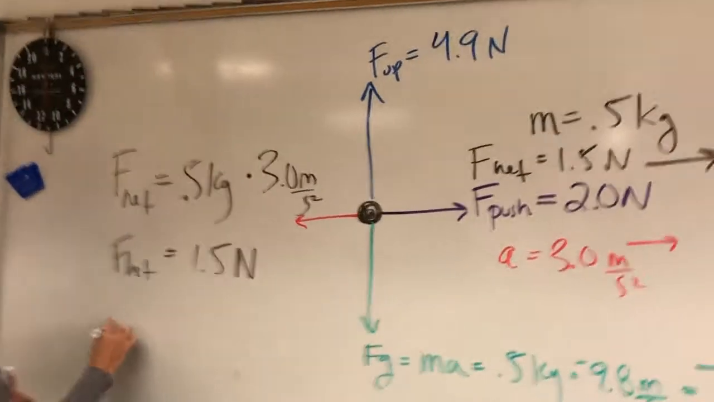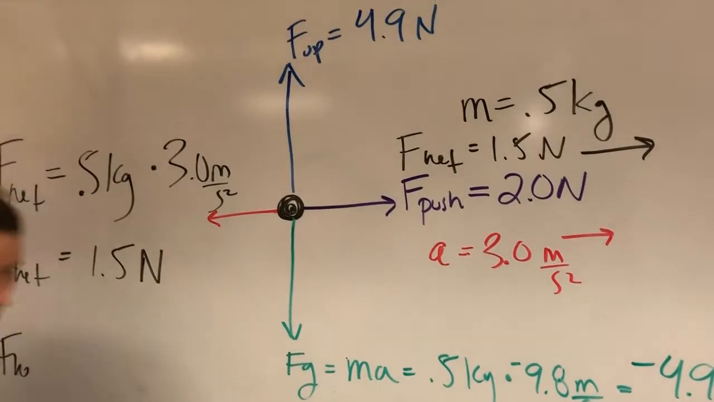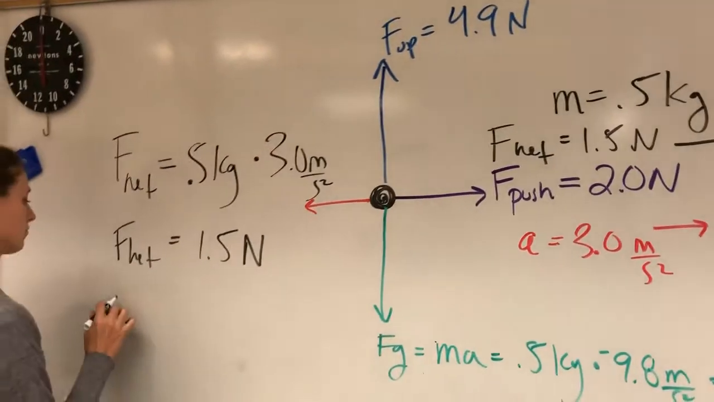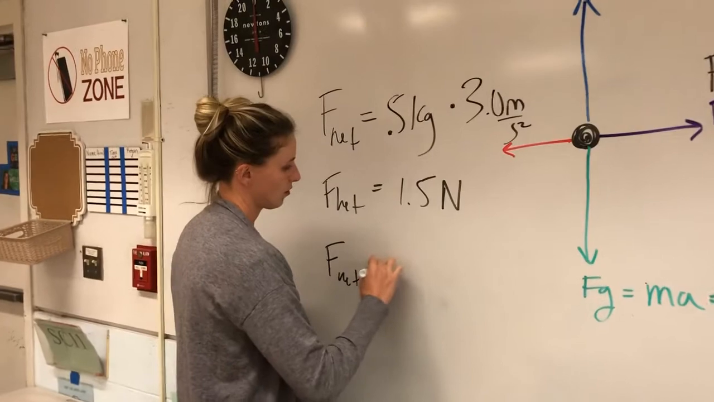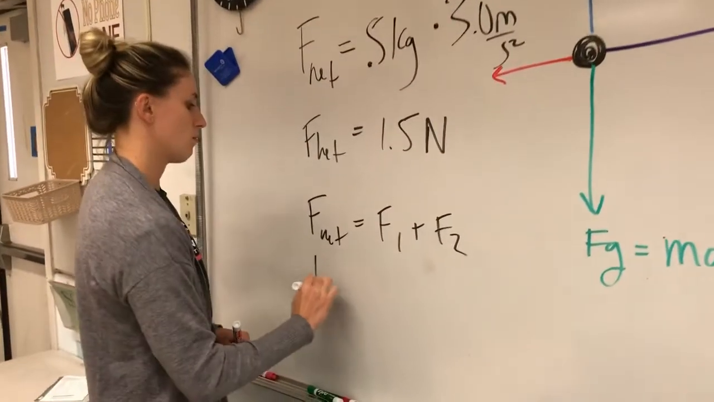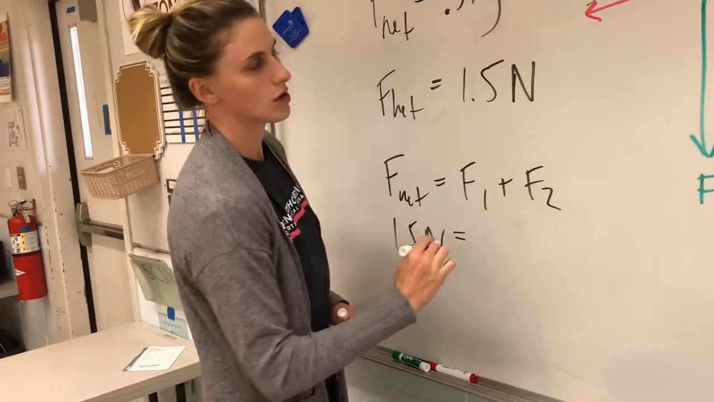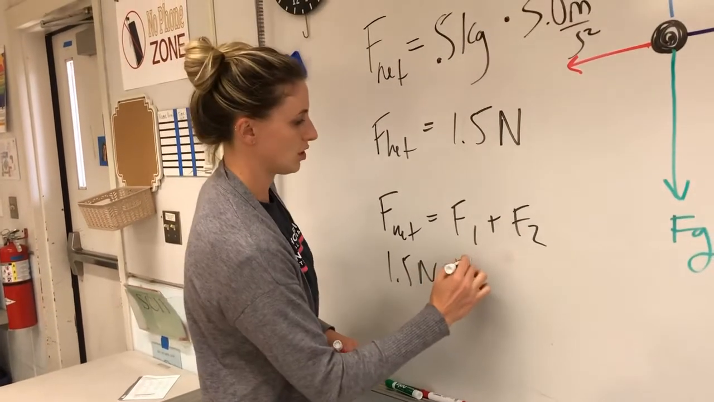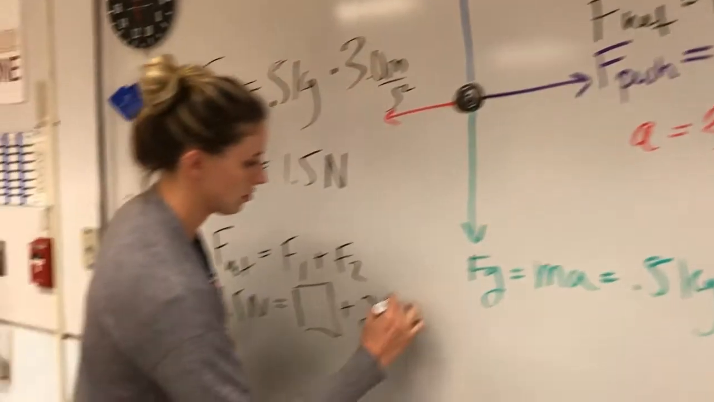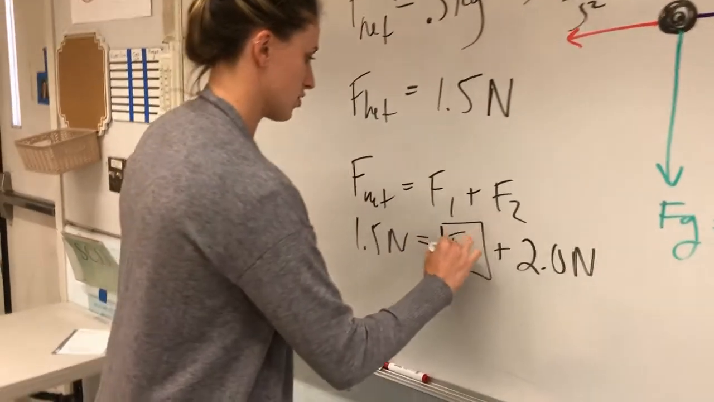Is that making sense? The net force is 1.5. That's the sum when you add everything up. So 2 plus what is 1.5? 1.5 newtons equals force 1, the one we're trying to find, plus 2.0 newtons, and this is going to be our force of friction that we're trying to find.